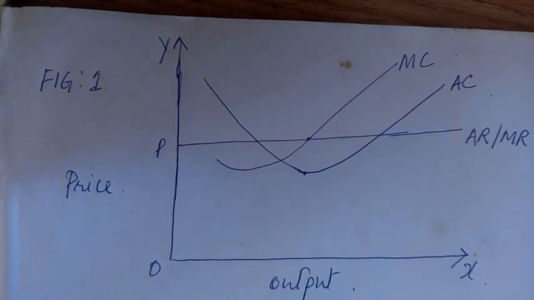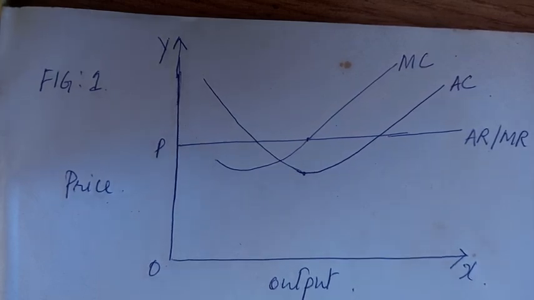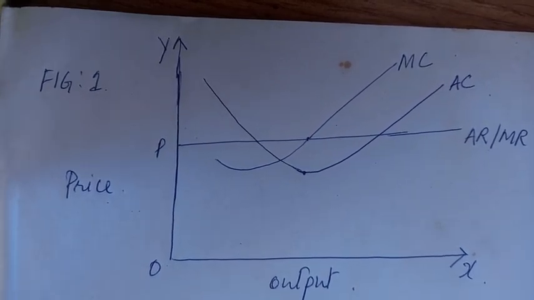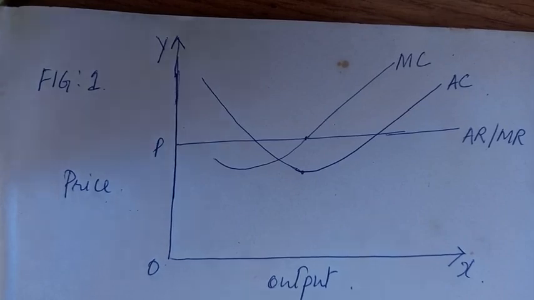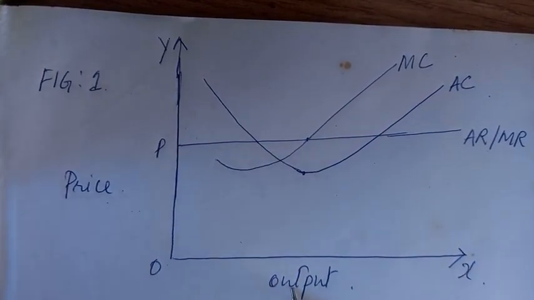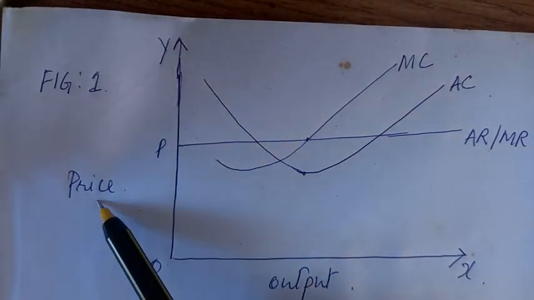Now we will discuss how a firm reaches its equilibrium diagrammatically, and also how a firm enjoys supernormal profit, normal profit, or even incurs a loss by means of diagrams. So if you look at this very first diagram, we can see the OX axis, which represents output. We have the OY axis representing price.